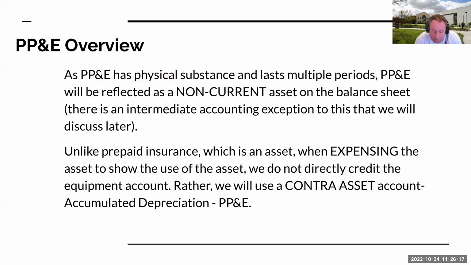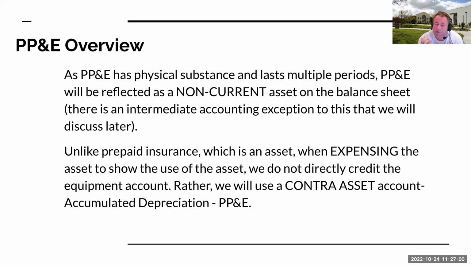Property, plant, and equipment is something that gives us multiple periods of benefit, and we're going to show it as a non-current asset on the balance sheet. Sometimes in textbooks they'll call it long-term. It's the same thing. I prefer non-current because that's the way most publicly traded companies use it. Current is the most important, meaning we're going to use it within a year. Outside of that, it's non-current. Generally everything is reflected as non-current.